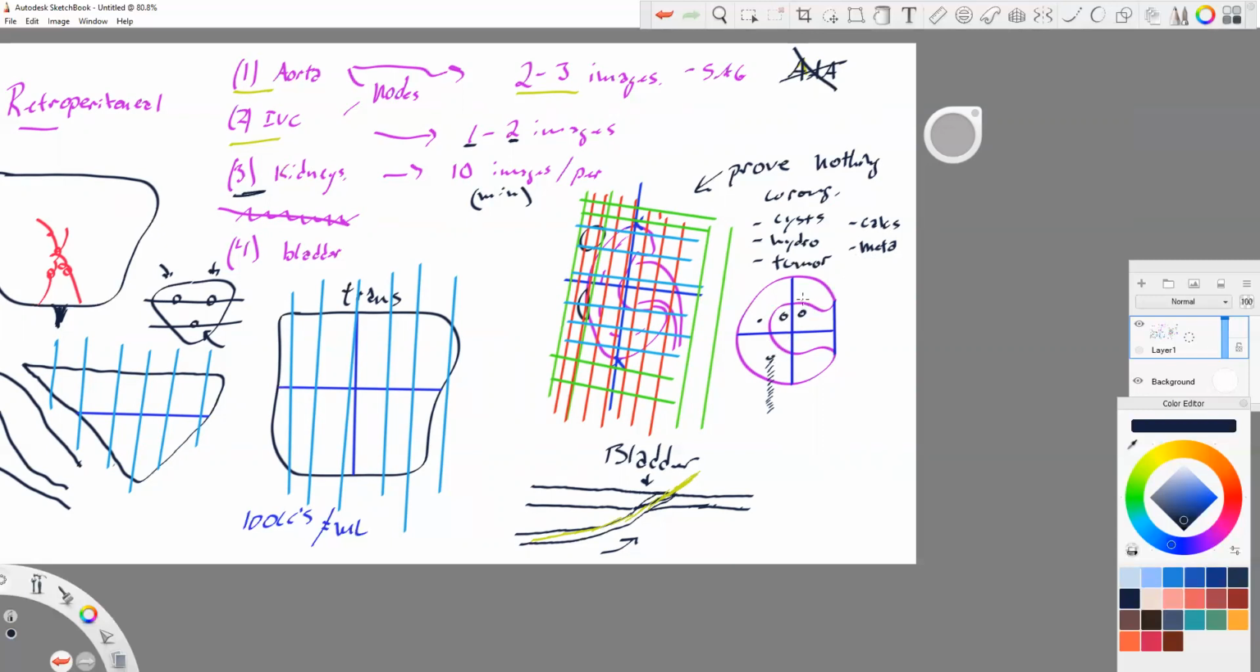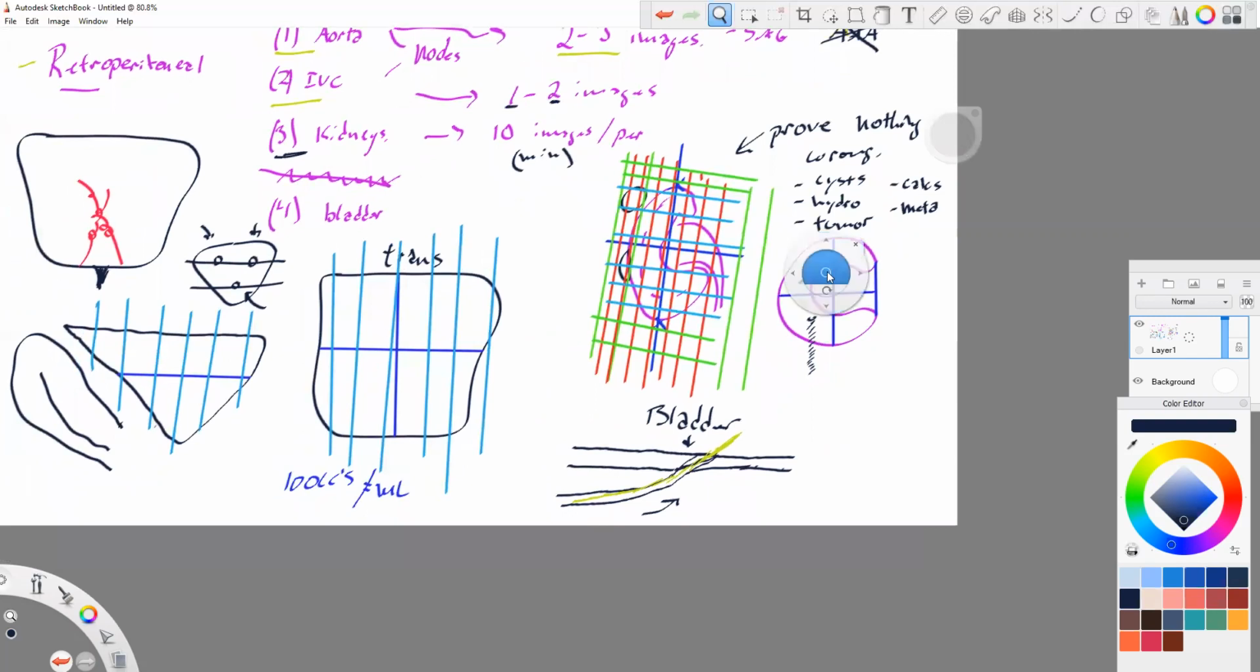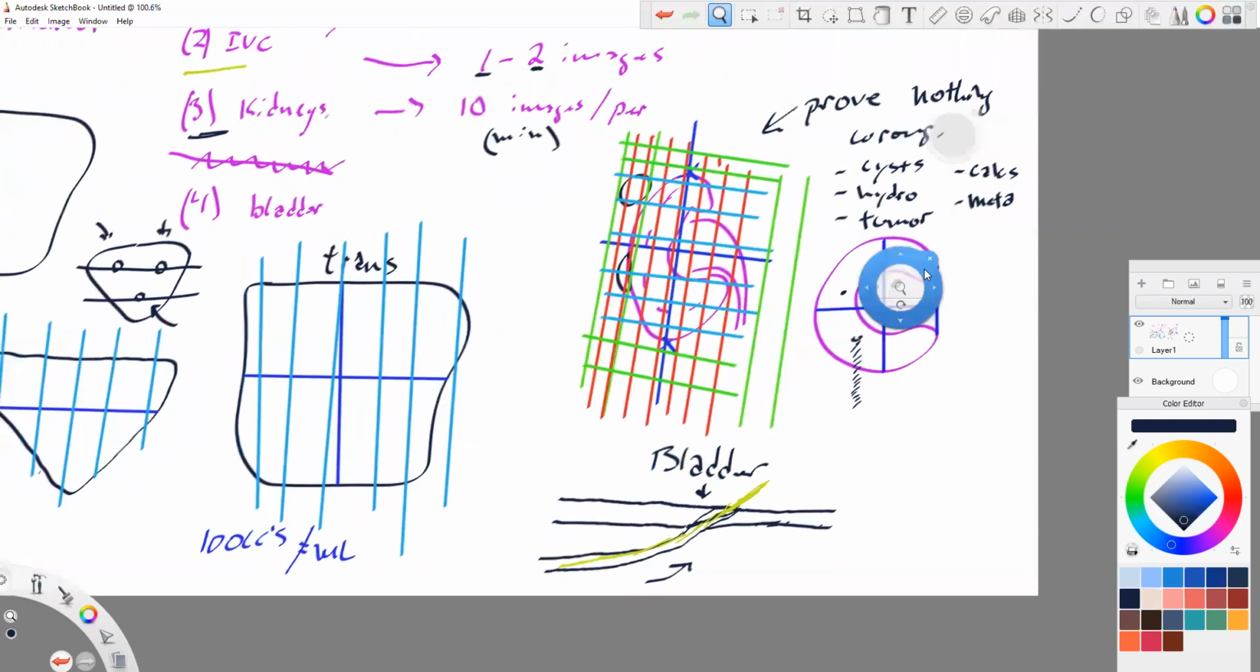Medullary sponge kidney, nephrocalcinosis, renal medical disease. So the kidneys can have an off texture and off look for certain issues, sometimes from drug overdose or something like that. But that's basically what you're looking for. Anything wrong: cysts, hydronephrosis, tumors, calcs, metabolic issues, really thinned out kidney.